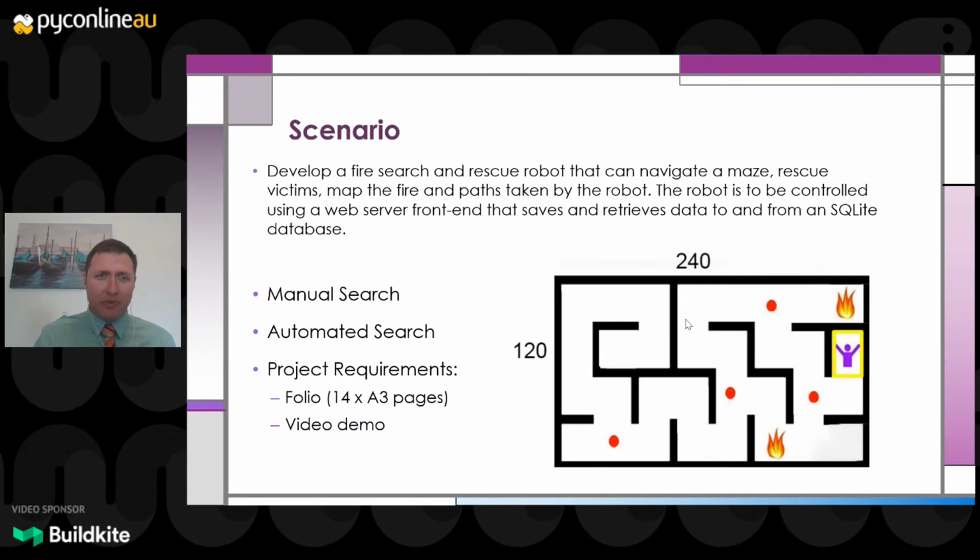And if they were going to do manual searching, they were expected to have some type of video point of view for the robot and some type of mapping as well. The project requires a massive folio. It's actually like 14 A3 pages, which includes their code as well. And they have to do a small little video demo, which I'll show off one of my students' work later on.